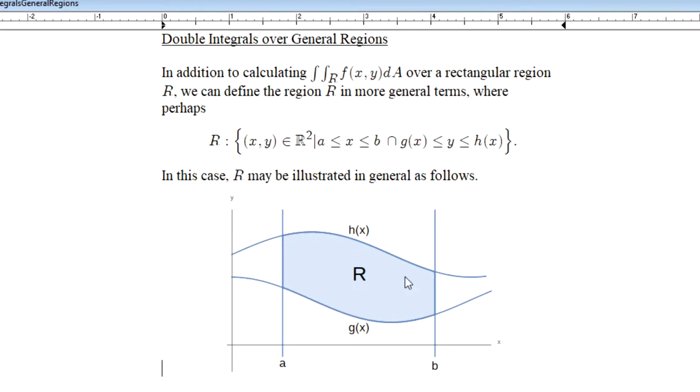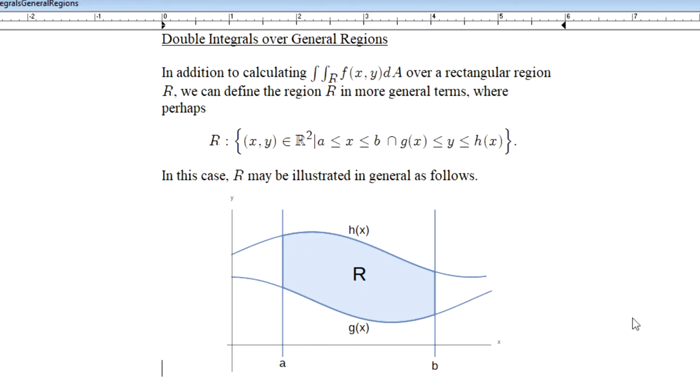Again, we can see region R is no longer a rectangular region, but it is this region of space that exists in two-dimensional space for values of x and y, where x falls between these bounds at x equal to a and x equal to b, which is described by these vertical lines in that space, and y is bounded between the function g of x on the lower bound and the function h of x on its upper bound. By converting the bounds of y into functions of x, we have this more general description of R.